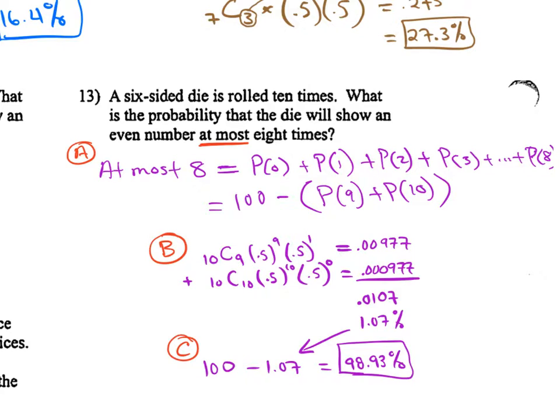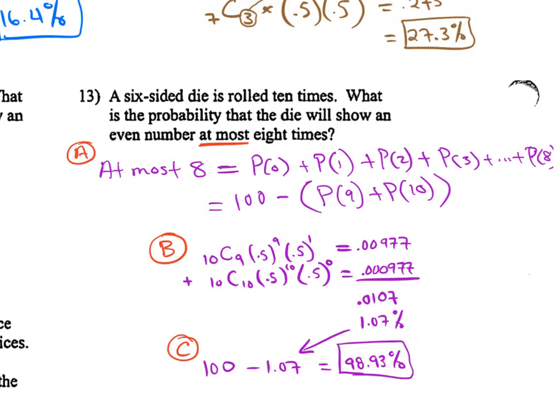So if we were doing this, calculating this the long way, we would have to calculate the probability of 0 times, the probability of 1, the probability of 2, all the way up to the probability of 8, and then add them together. Or we could do much less work by doing the probability of 9 and the probability of 10, adding those and subtracting from 100%.